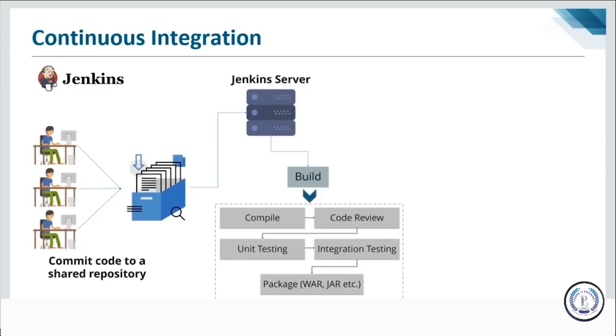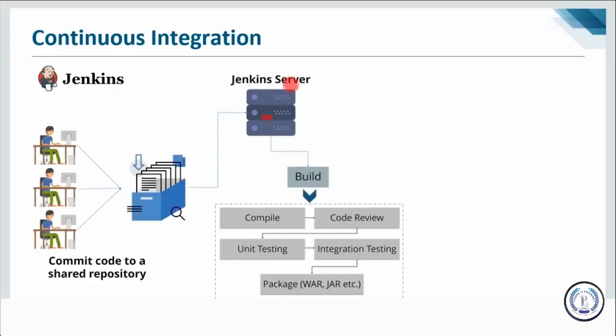And every commit made in the repository is then built. This allows the teams to detect the problems early. So let us just understand this with the help of the diagram that is there in front of your screen. So here we have multiple developers which are writing code for a particular application, and all of them are committing code to a shared repository, which can be a Git repository or a Subversion repository.